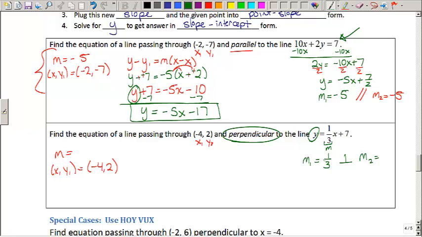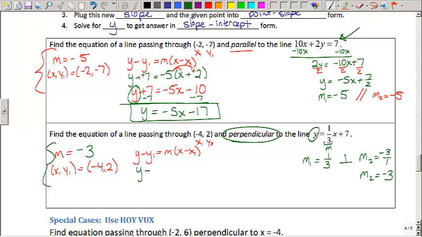Well, perpendicular slopes are opposite reciprocal. If 1/3 is positive, then my perpendicular slope has to be negative. Reciprocal of 1/3 is 3/1. Clean that up to be just -3. So I believe the slope of my perpendicular line is going to be m equals -3. Now that I have this information, I can finish my problem by substituting the information into the point-slope form.